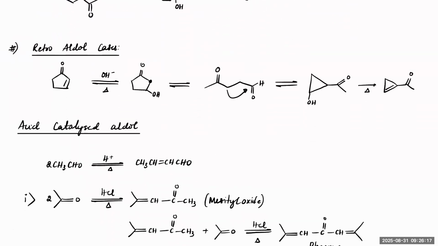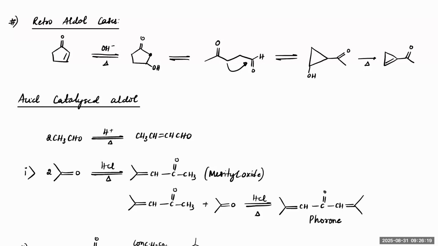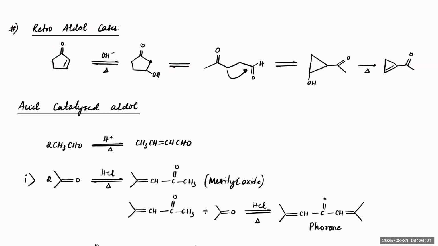Right. Next one is retroaldol. Retroaldol means you are converting one aldol into another form of aldol. Okay. How do we do that? See, this is a condensed aldol. That means an alpha beta unsaturated aldehyde. Okay. So this is an alpha beta unsaturated carbonyl group, or in this case, it is a keto group.